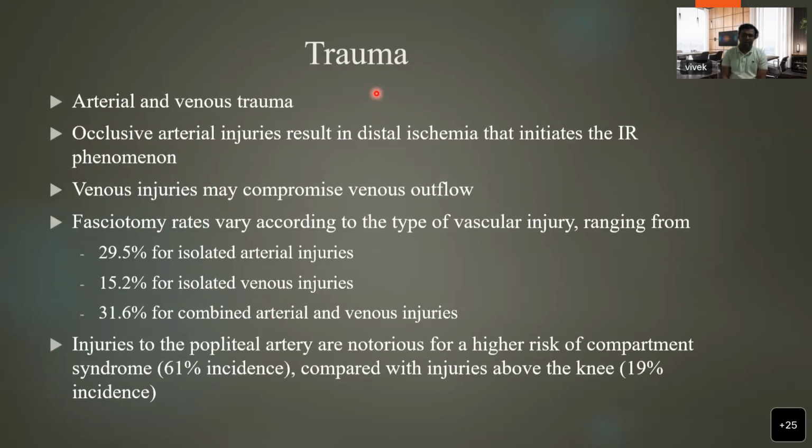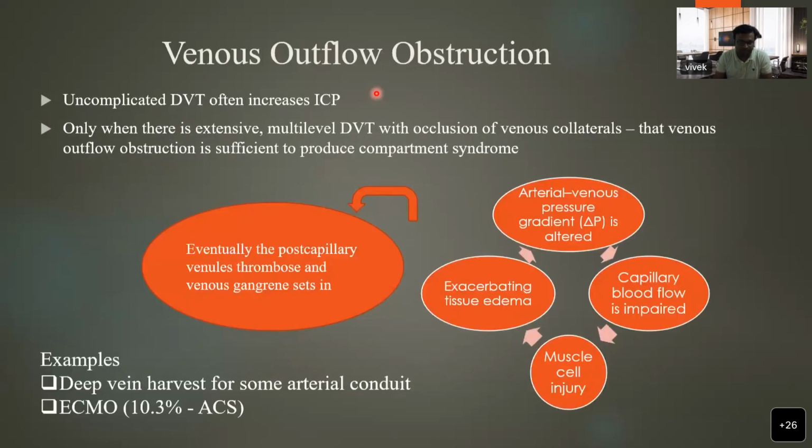Fasciotomy rates vary according to the type of vascular injury. In isolated arterial injuries, fasciotomy was noted in 29.5% of patients, 15.2% of patients in isolated venous injuries, and combined arterial and venous injuries required fasciotomy in 31.6% of patients. Injuries to the popliteal artery are notorious for a higher risk of compartment syndrome, which is 61%, compared to the injuries above the knee, wherein a 19% incidence of compartment syndrome was noted.